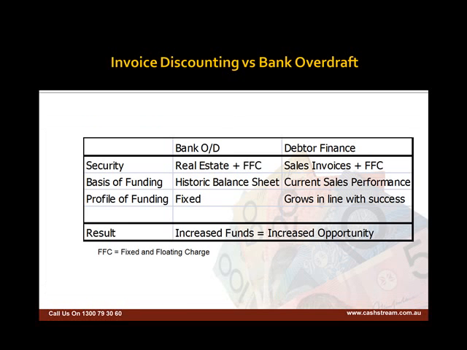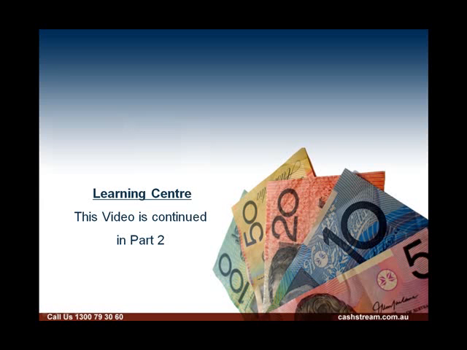The beauty of invoice discounting is that unlike bank overdrafts, one, you generally don't have to put up real estate security to support the facility, although you need to be aware a personal guarantee will be required, mainly to cover fraud. Number two, funding is against your current sales performance and not your historic balance sheets. And finally, the level of finance grows directly in line with your sales.